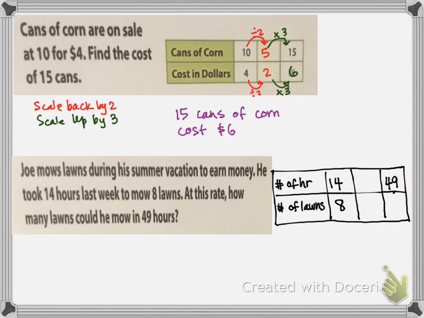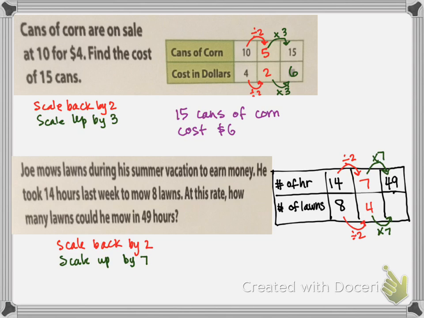Unfortunately, I can't multiply 14 by anything to get to 49, so let's see what else we could try. Well, we could scale back. 14 and 8 are even, so let's divide them by 2. It's going to give me a 7 on the top and a 4 on the bottom. So again, I scale back by 2. Okay, ooh, look what that did for us, little detectives. I can scale up from 7 to 49 by multiplying by 7. So I'm going to do the same thing below. So I'm going to scale up by 7, and 4 times 7 is 28.